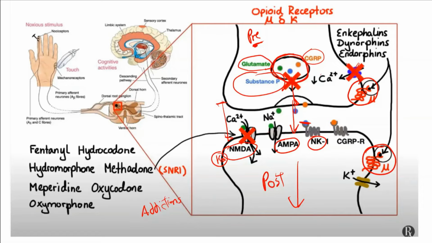Also, if you have opioid receptors on the postsynaptic neuron, they will open up potassium channels and allow potassium to efflux and leave the cell. That will hyperpolarize the cell, leading it to have a decreased likelihood of generating an action potential. So this will decrease and ultimately stop the pain response.